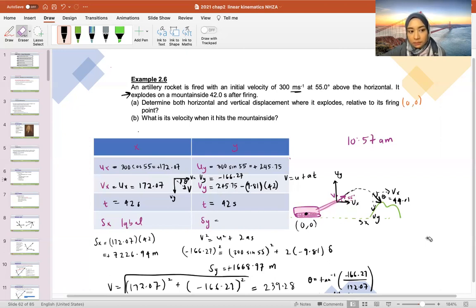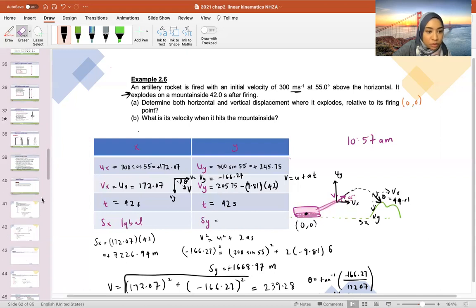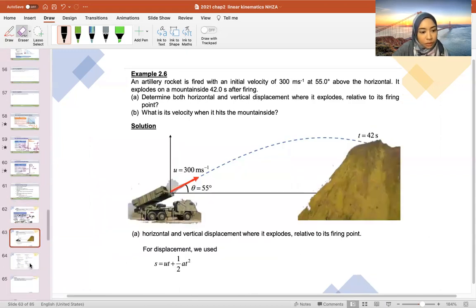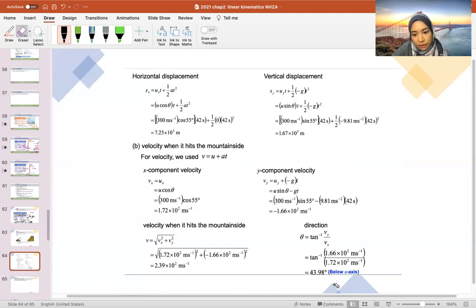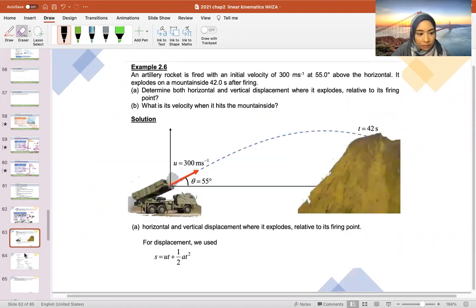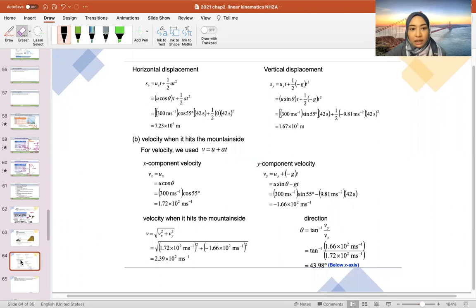Is everyone okay? Tak ada confused dah? Okay. Alright. Moving on to our, let me see. Do we have an answer? Okay, we do have an answer here. 43.98 below the x-axis. Macam slightly different I think. 44. Yang ni dapat 43.98. Okay, lebih kurang lah. Lebih kurang tak apa. What about the vertical displacement and the horizontal?